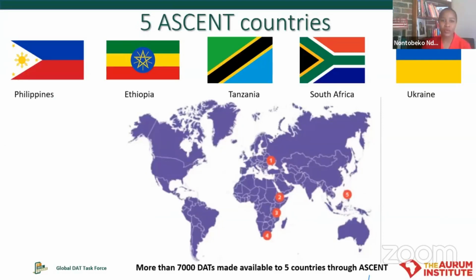So the ASCENT project was really one of the biggest evaluations of digital adherence technologies that has occurred thus far globally. And there were 5 countries which participated. Those were the Philippines, Ethiopia, Tanzania, South Africa, and the Ukraine. Under the ASCENT project, more than 7,000 digital adherence technologies were made available. And these technologies supported more than 10,000 patients across these countries, including a small amount also of drug-resistant TB patients.